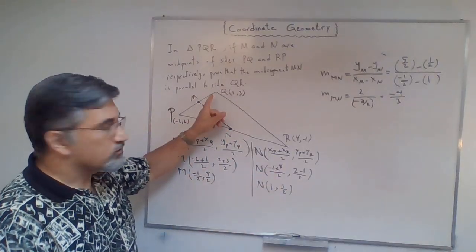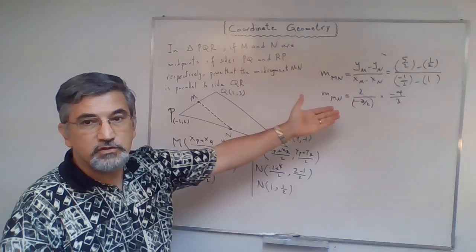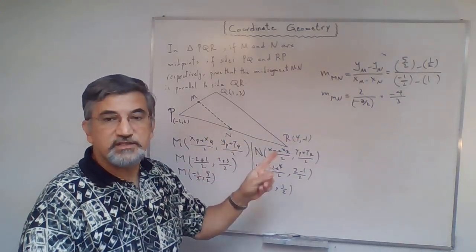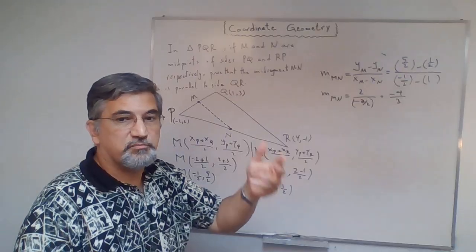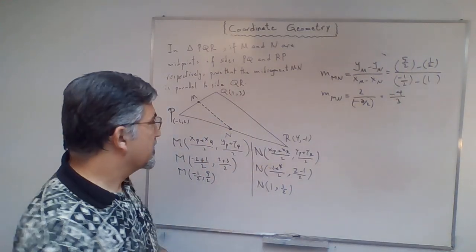Hopefully, we can also show that slope of side QR is also equal to the same number, negative 4/3, because then we can conclude that because the two line segments have the same slope, therefore they are parallel, and that's exactly what we want to prove in this coordinate geometry problem.